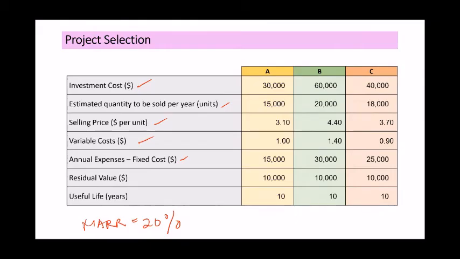Okay, examples of fixed cost: we have the rent of the plant, rent of the machines. What else? Sometimes we have an annual advertising fee. So any cost that is fixed means it is not changing even if we change the quantity of our output.